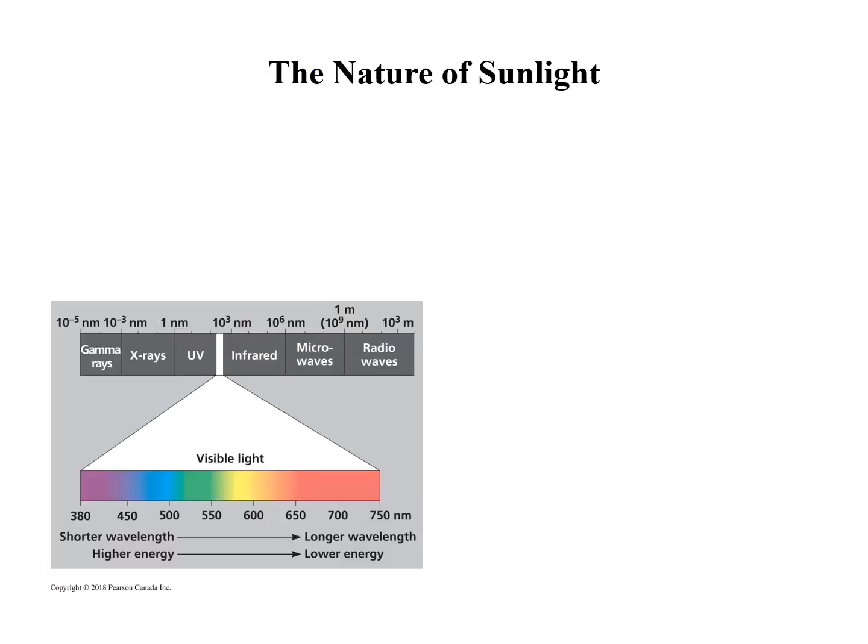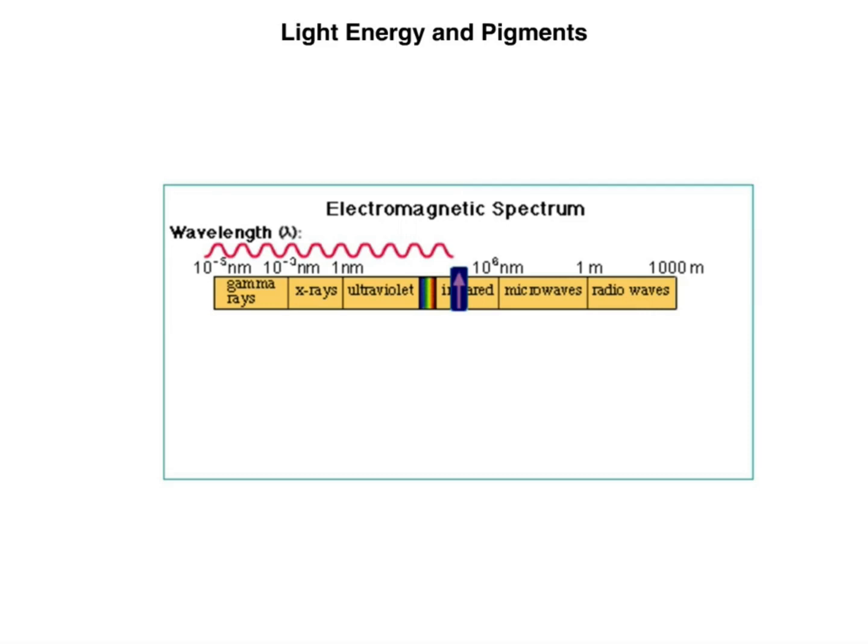Now I want you to watch a video that relates the nature of sunlight as well as the chloroplast, to try to understand why plants are green, but also what wavelengths of light are used during photosynthesis. Light energy and pigments.